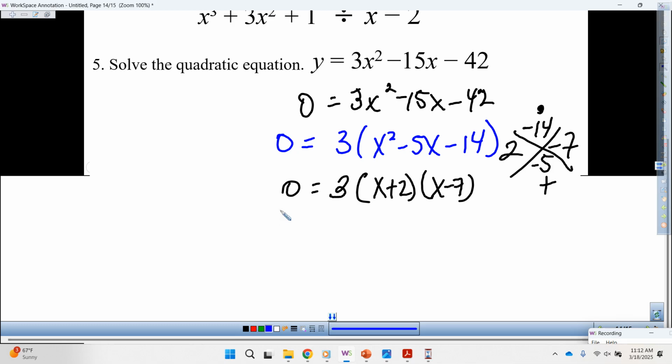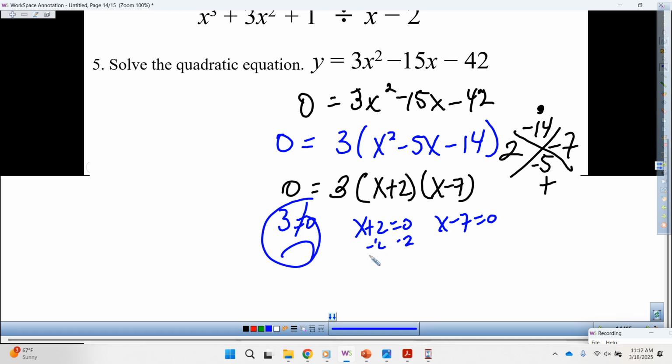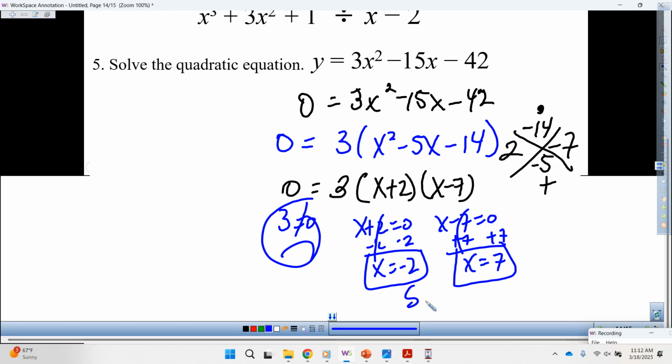From there, set each one equal to 0: 3 equals 0, x plus 2 equals 0, x minus 7 equals 0. 3 equals 0 is not true, so it eliminates. Minus 2, x equals negative 2; plus 7, x equals 7. These are my solutions.